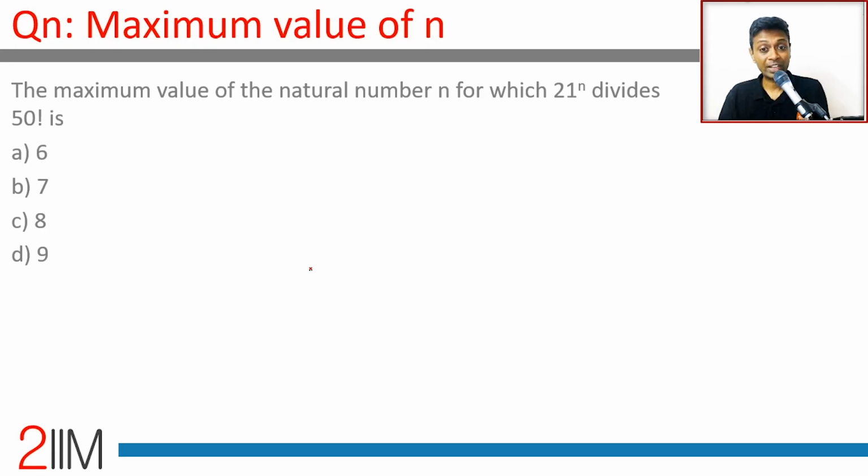The maximum value of the natural number n for which 21 power n divides 50 factorial. 50 factorial is 1 into 2 into 3 all the way till 50. And now 21 is 3 into 7. We get a 3 and a 7. We can get a 21.